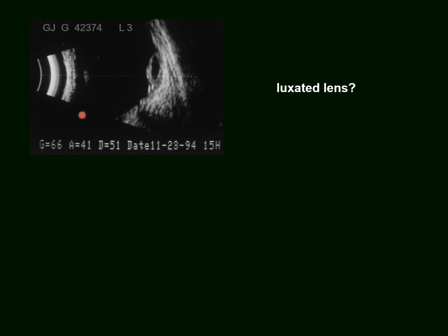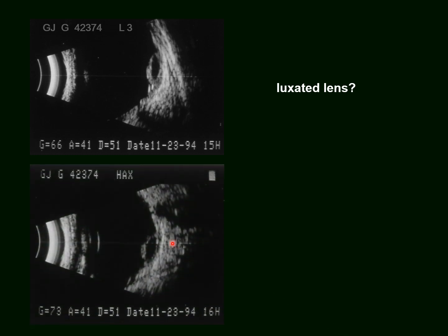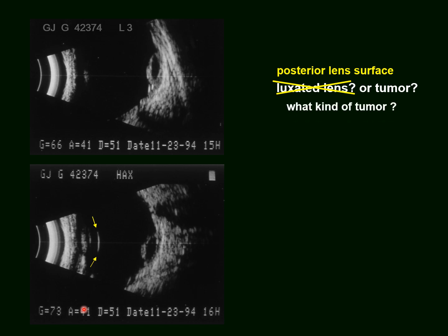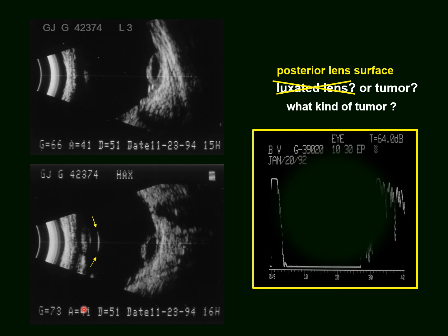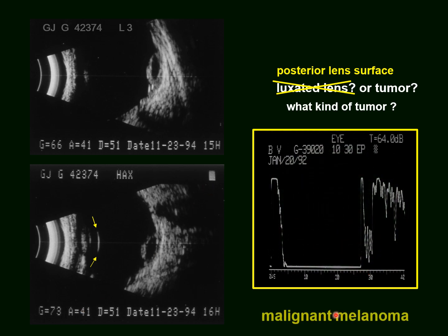Another B-scan that raises questions: is that a subluxated lens? Now in B-scan, when we're careful, we can answer that. No, it's not a subluxated lens because the lens is here when you go axially. So what is it then? A tumor. But what kind of tumor? The E-scan gives the answer. That is clearly a malignant melanoma.